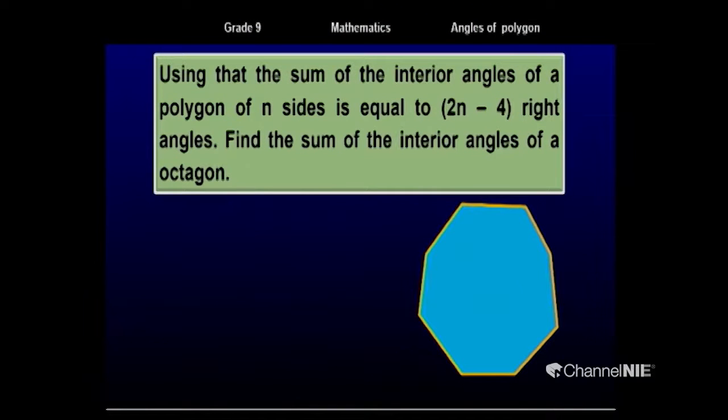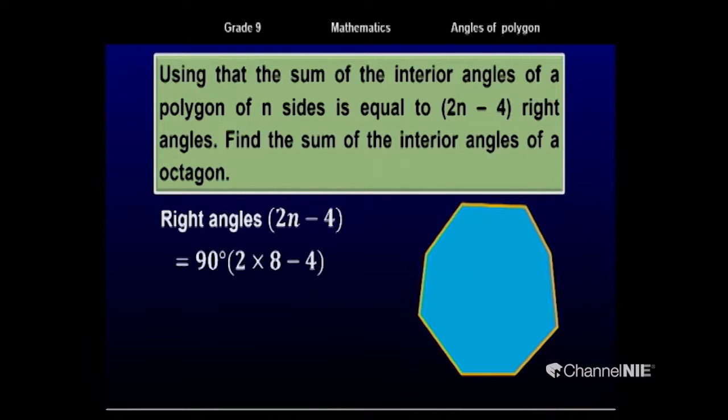Okay, children, now you know the formula. Then write the formula first. Right angles, 2n minus 4. Then substitute n equal to 8. 90 times, 2 times 8, minus 4. Then 90 degrees, open bracket, 2 times 8.